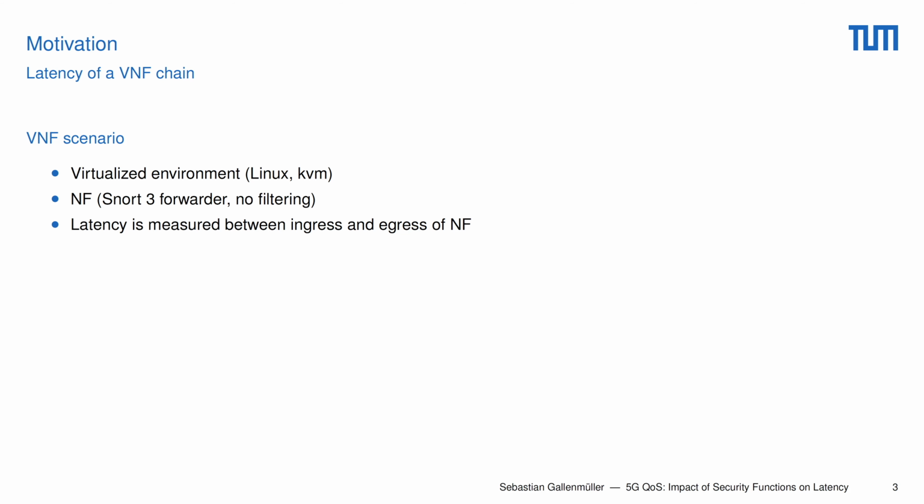In our case, we use NOMS'20, but we deactivate the entire rule set of this intrusion prevention system, turning the intrusion prevention system into a basic forwarder. So it simply accepts all the packets, forwards them to another port, and sends them out again without any real processing happening on the packets. And the latency which we measure is only measured between the egress and the ingress interface of this network function, so we don't consider any other network delays.